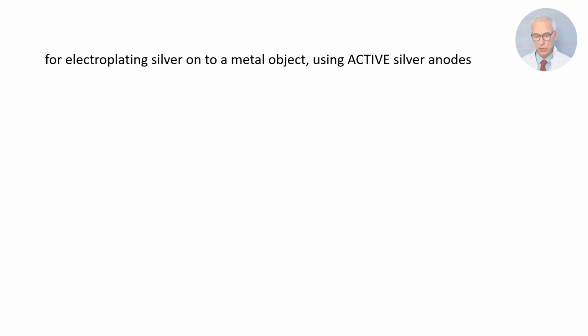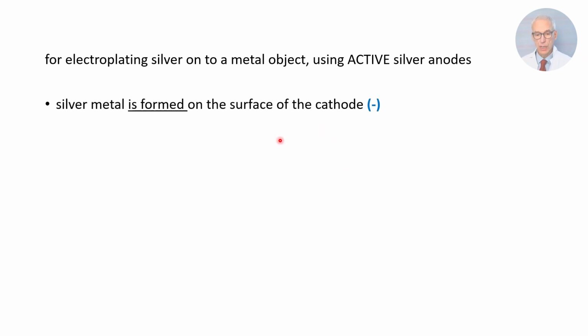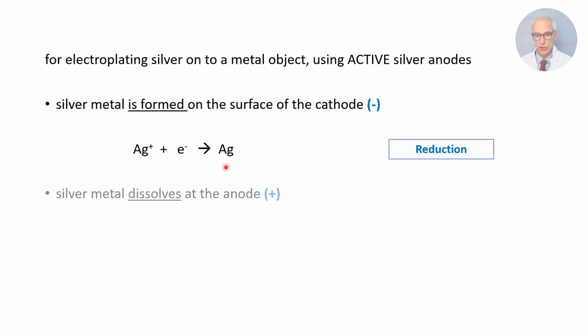So let's look at the electrode half equations. Silver metal is formed on the surface of the cathode. Can you write the relevant ionic half equation for the reaction at the cathode? Stop, write it, restart. Silver ions gain electrons to form silver metal. That, of course, is reduction, gain of electrons.